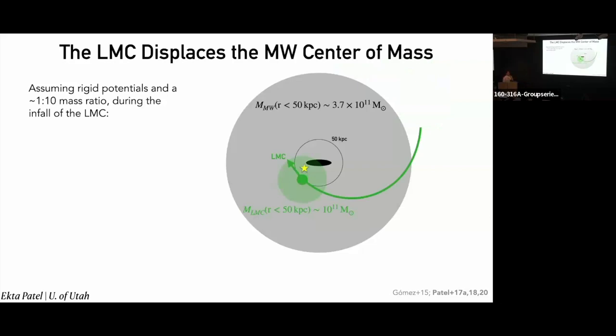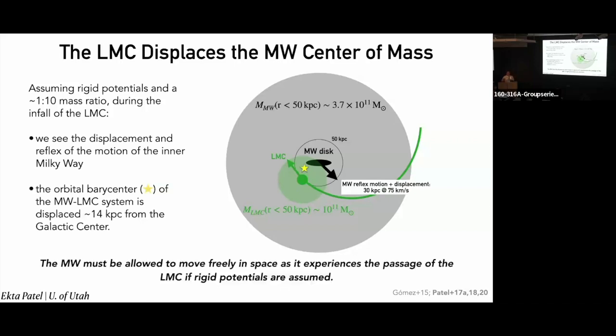And so, of course, there's a really important two-body encounter happening here, even in this rigid potential. So this is not a representation of individual particles representing the Milky Way, but quite literally a rigid potential where you're just allowing the center of mass of both the Milky Way and the LMC to move. You find that the LMC is actually moving the center of mass of the Milky Way by a few tens of kiloparsecs and also giving it a velocity shift that's quite high, in this case, 75 kilometers a second. These numbers are all from a paper by Facundo Gomez from 2015.